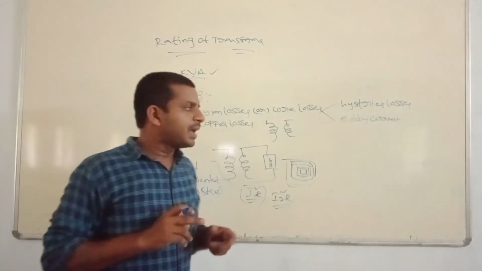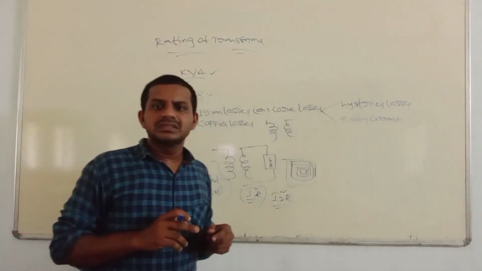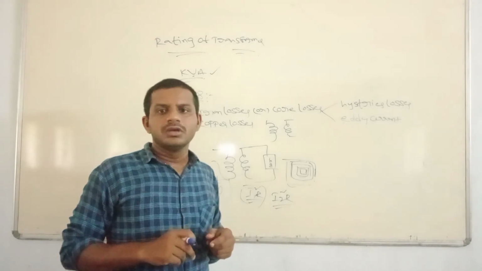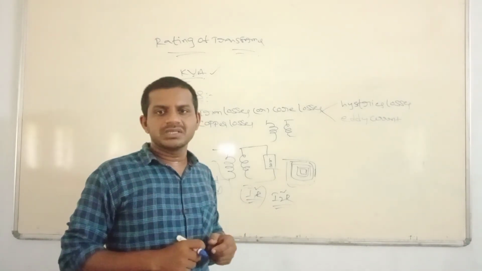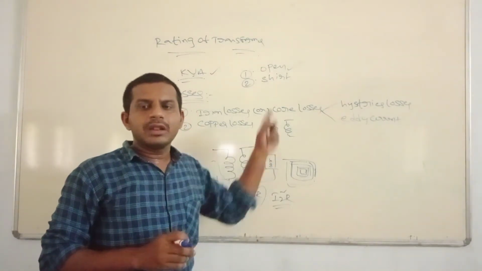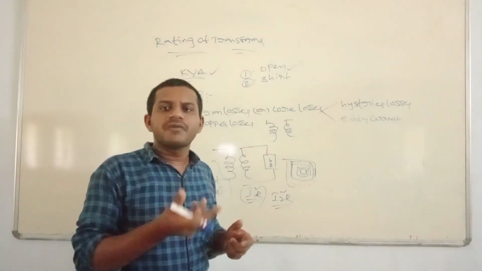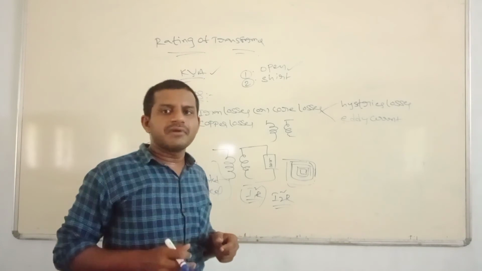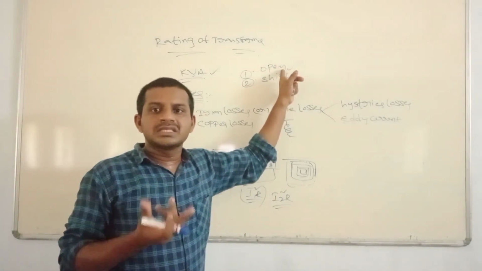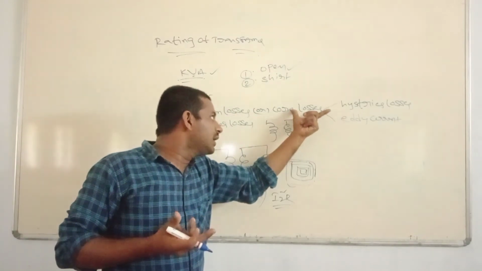According to the construction, the transformer operates in two test modes: one is the open circuit test and the second one is the short circuit test. In the open circuit test, we don't connect any type of load. In the open circuit test, we only consider the iron loss.